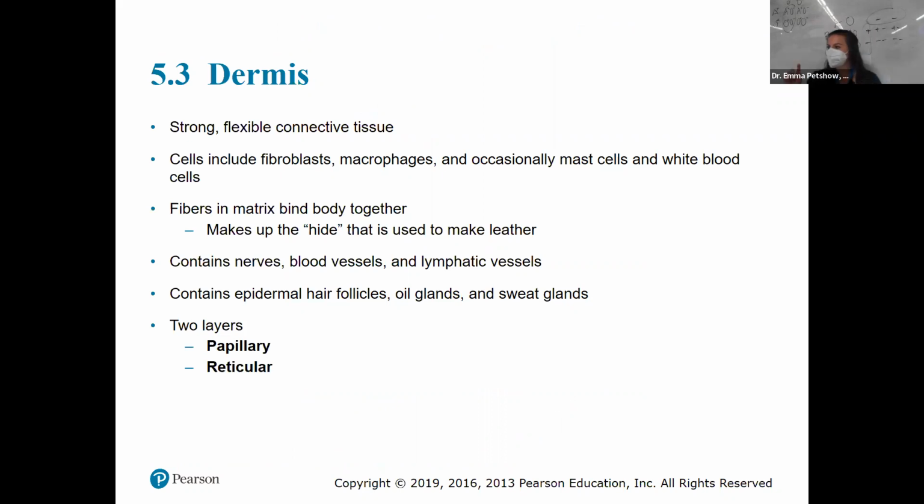So when in doubt, it's in the dermal layer, except for the 4 cell types we talked about in the epidermal layer.